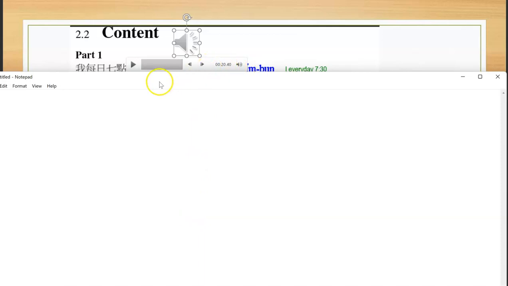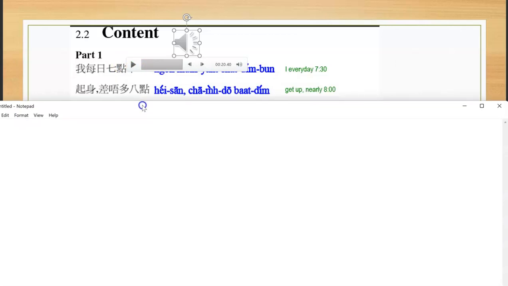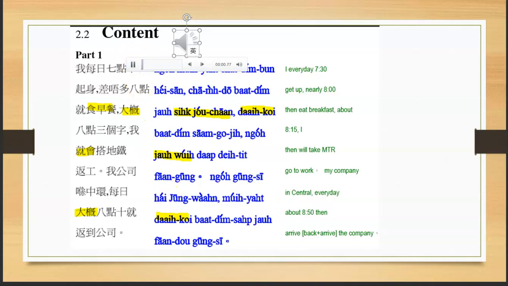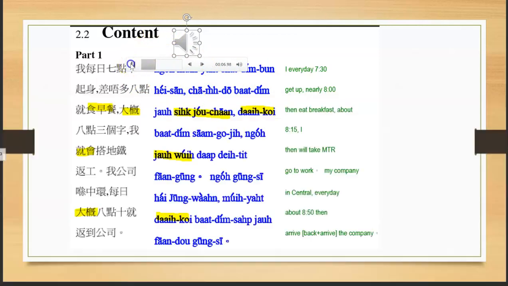Okay, so it's long, so around 20 seconds. So now we are going to hear sentence by sentence. All right, the first one is about I get up every day at 7:30.